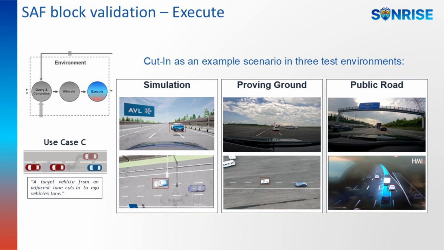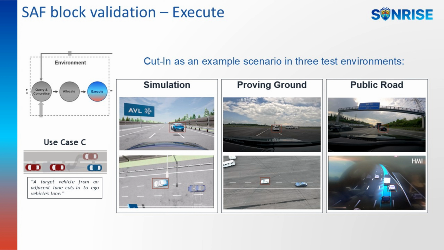After test cases have been allocated to the appropriate environments, it's time to run them. This execution phase is essential for verifying how the system under test behaves in real conditions, whether virtual or physical. We use 3 key environments for execution. First, simulation. It offers a safe, repeatable, and cost-efficient way to test edge cases and complex scenarios. Here, we see the system identifying vehicles, lane markings, and reacting accordingly, all within a controlled virtual space.